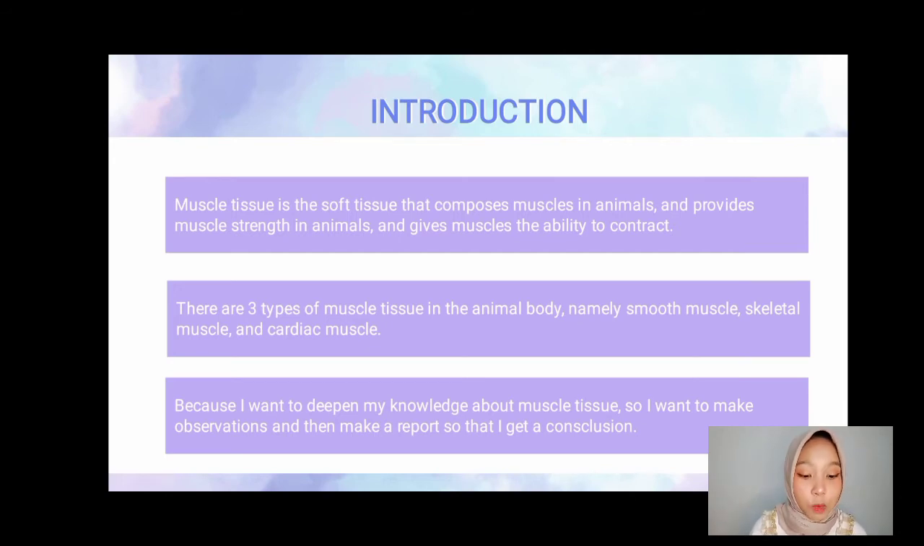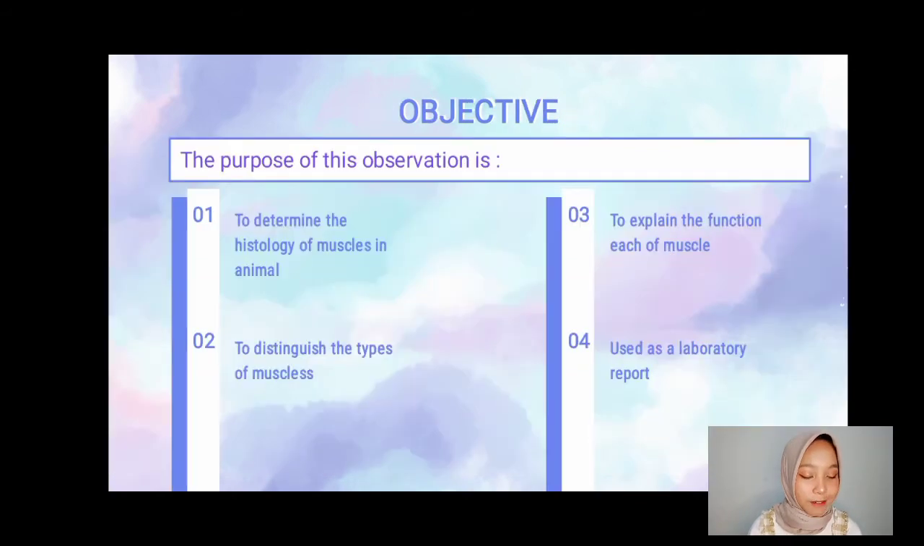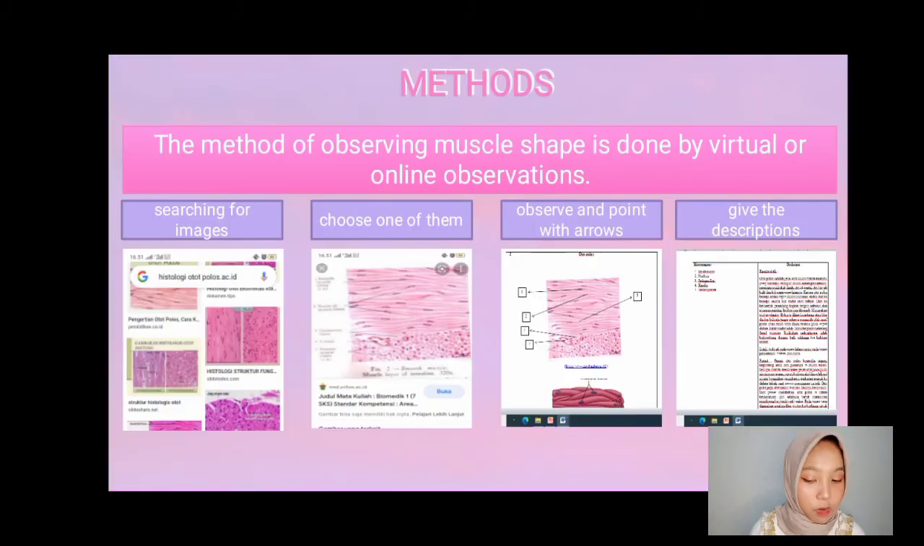Because I want to deepen my knowledge about muscle tissue, I want to make an observation and then make a report so I can get the conclusion. Okay, next slide. The purpose of this observation is: 1. To determine the histology of muscle tissue. 2. To distinguish the types of muscle tissue so we can know the characteristics of each muscle tissue. 3. To explain the function of each of the muscles. 4. Of course, to be used as a laboratory report.